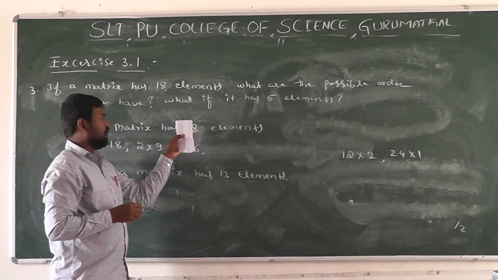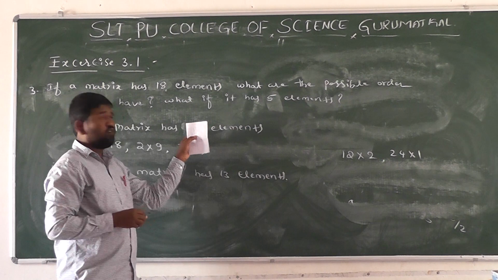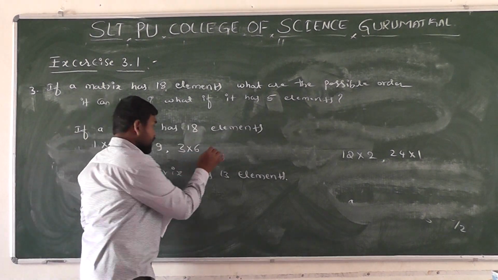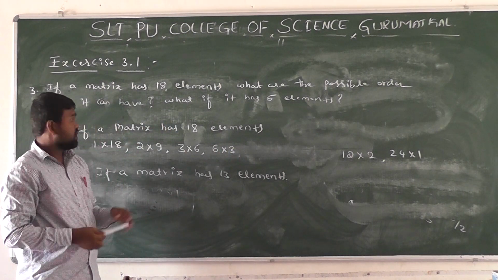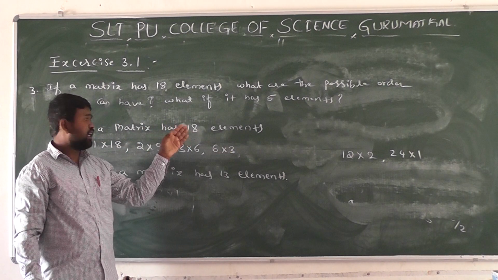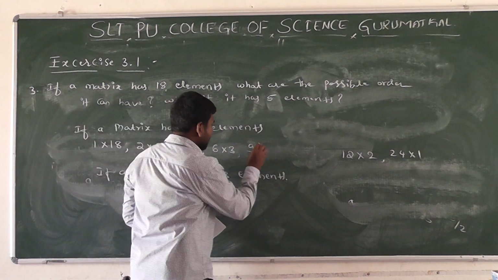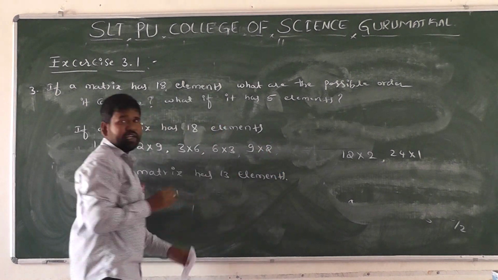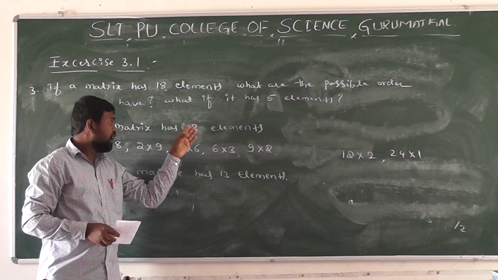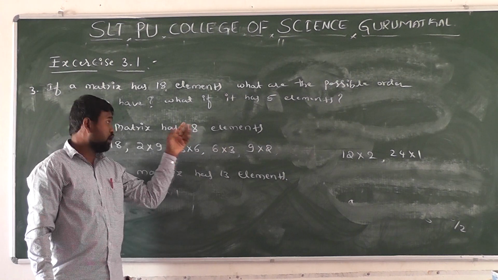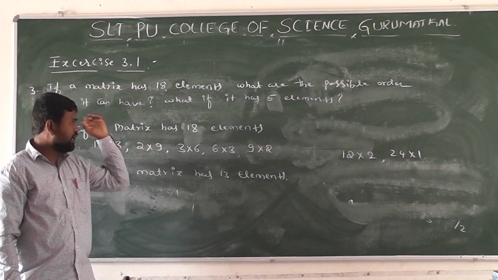Next, 18 is not a multiple of 4, right? Next, 5 is not possible, 6 is possible here, right? 6 times how much is 18 here? 6 times 3 is 18, right? 7 is not possible. 8 is not possible. 9 is possible. 9 times how much is 18? 9 times 2 is 18, right? Next, 18 is not a multiple of 10, 11, or 12. 13, 14, 15, 16, 17 are not possible.